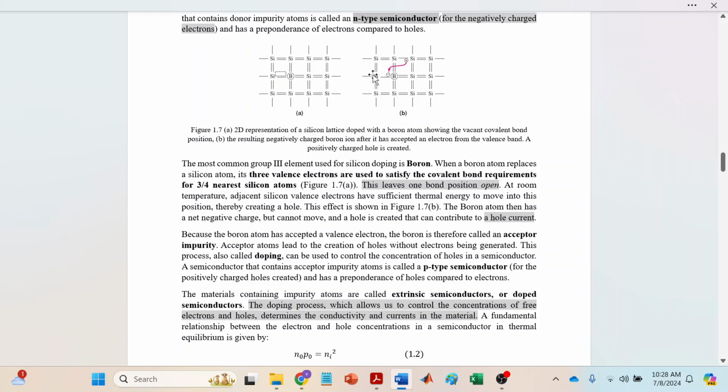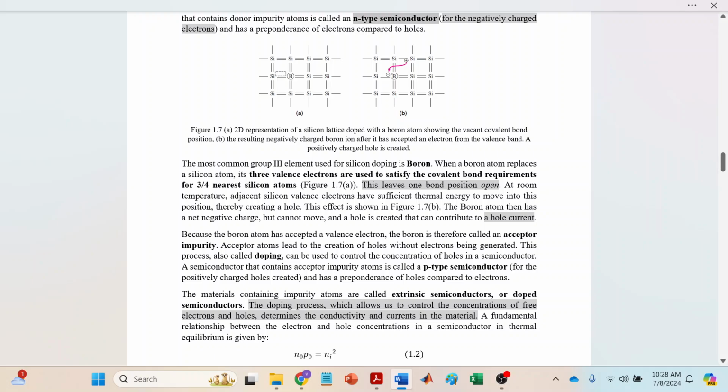So when these carriers move, a current is created. Because the boron atom has accepted a valence electron, it's called an acceptor impurity, and it leads to the creation of holes. So no electrons are created, and this process is called, similarly to the donor impurity, doping too.